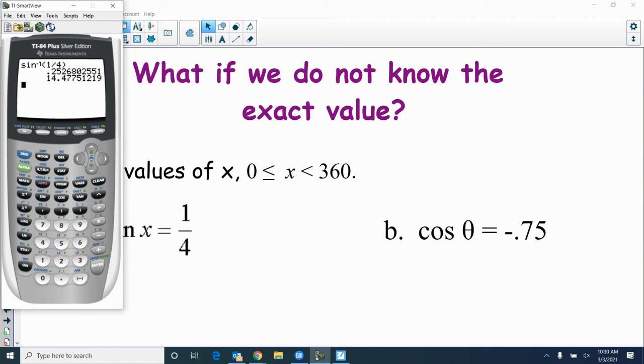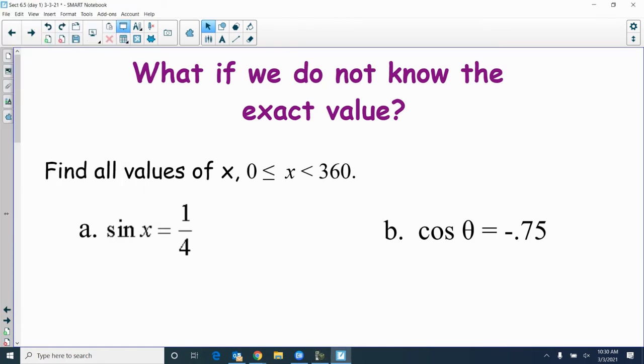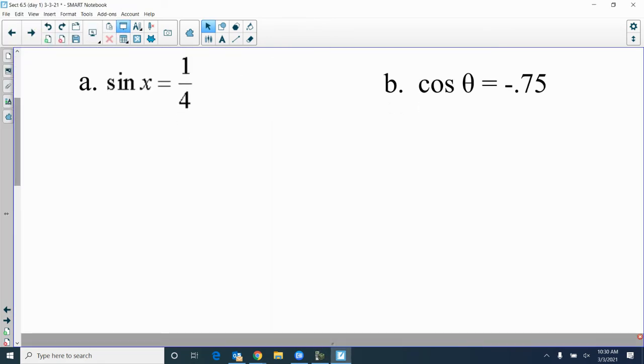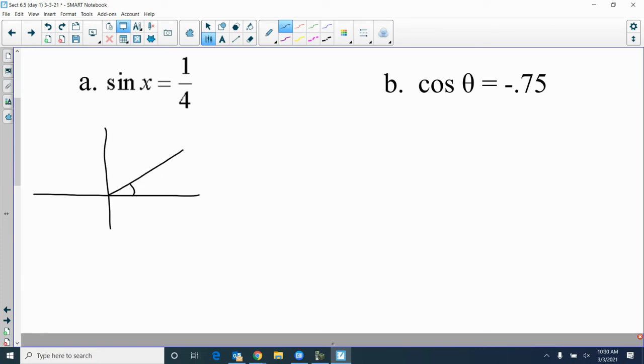Okay, your calculator will give you one. Why does it only give us one answer? Because remember we went through this whole thing about inverse trig, why we had to restrict the domain so that when we did inverse of a number, we only get one answer back. So we only want one answer. So 14.5 would be the first angle. The second angle has to be in quadrant 2.